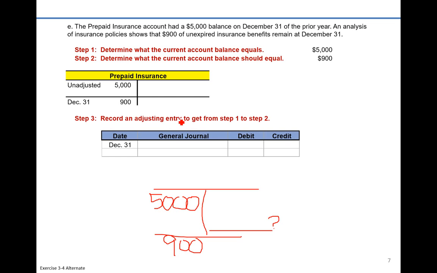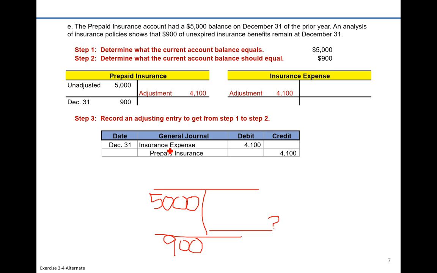Then how much was used up? Well, we're going to have to use up or credit entry of $4,100 to get that balance down from $5,000 down to $900. So the adjusted entry is then to credit. Notice we're on the right side of the T account, so we're going to credit prepaid insurance for $4,100. That's the entry we just did, credit. And now the debit's going to be to insurance expense for $4,100.